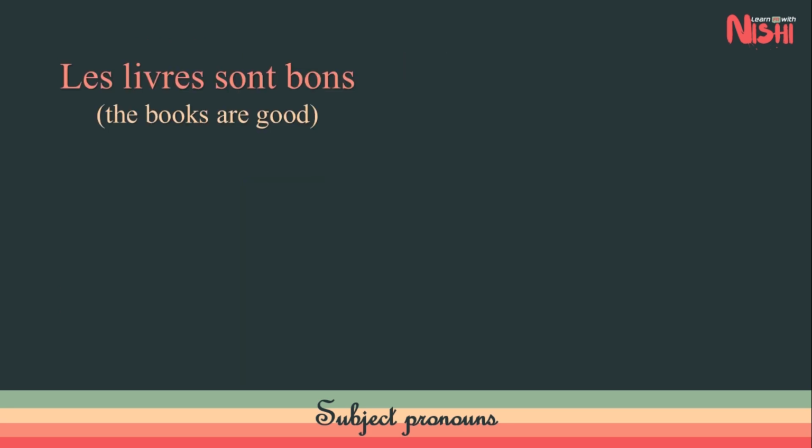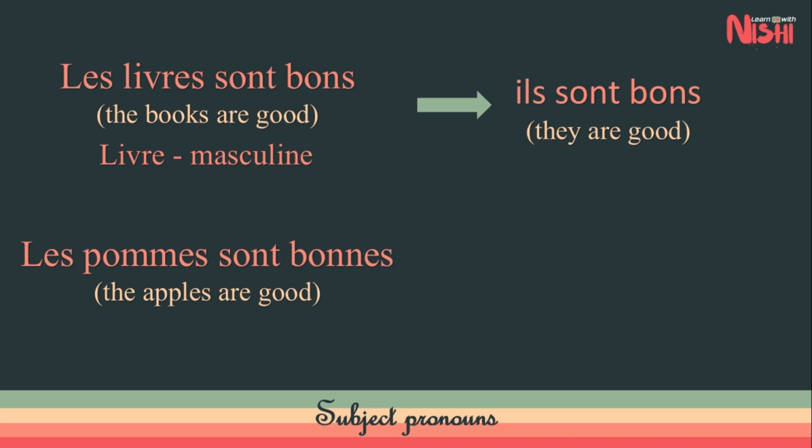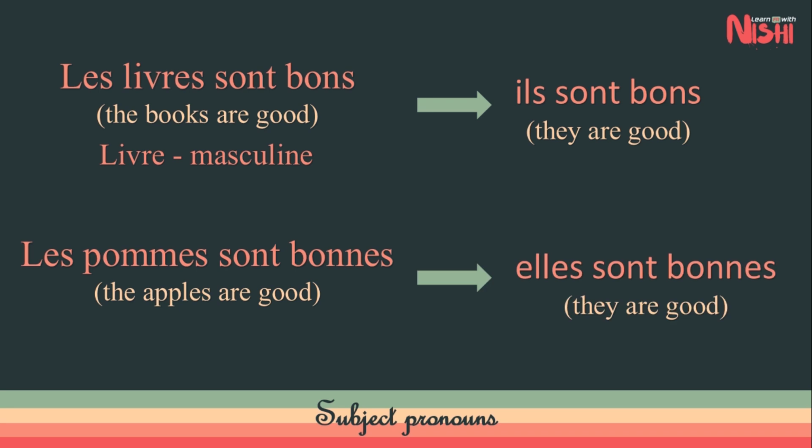Now for the things. Les livres sont bons, the books are good. Now we will replace the books by they, and it will become ils sont bons, they are good. We used ils because livre is masculine. Les pommes sont bonnes, the apples are good. Now to replace the apples by they, we will use elles sont bonnes, elles, because pomme is feminine.